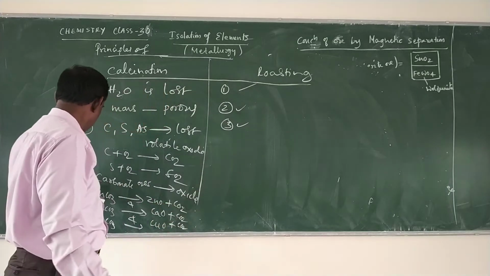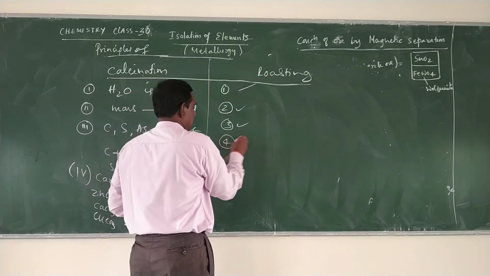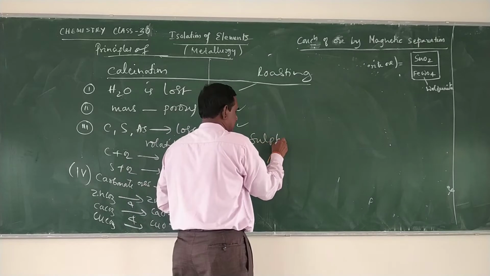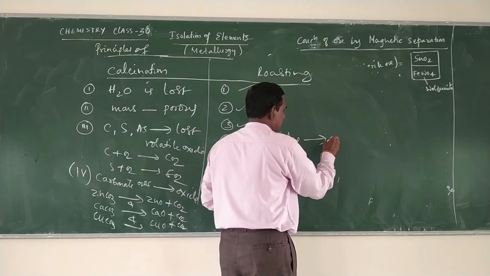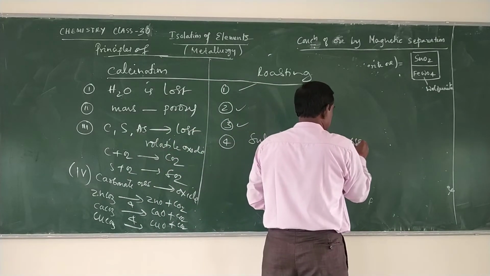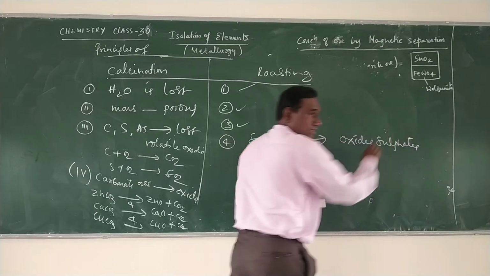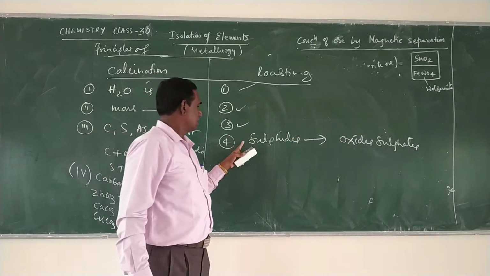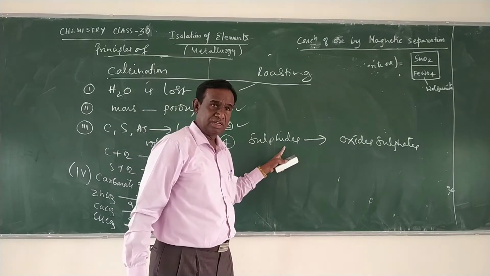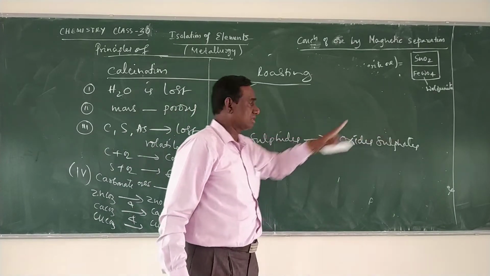Fourth one is sulfide ores present. Sulfides are converted into oxides or sulfates. So if sulfides are present, they are converted into oxides or sulfates.